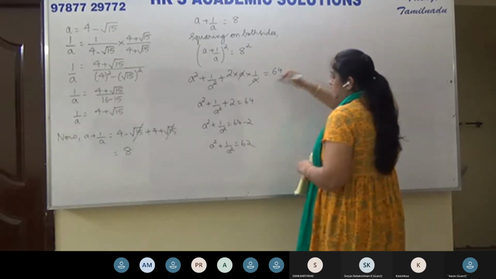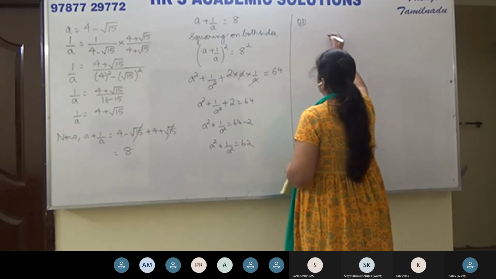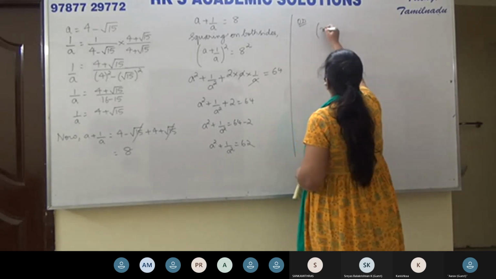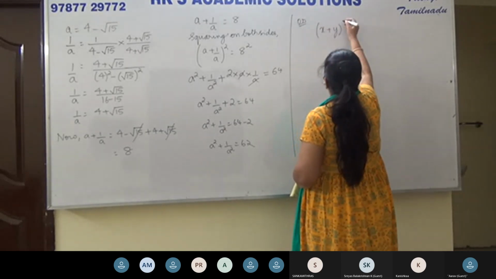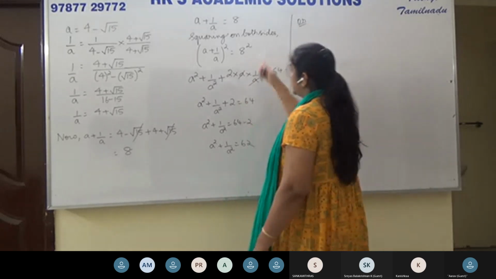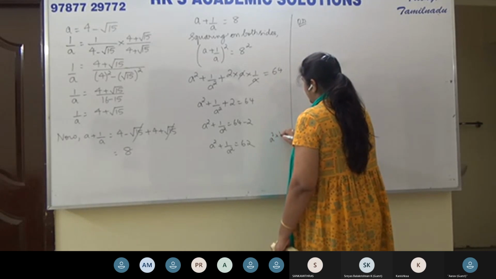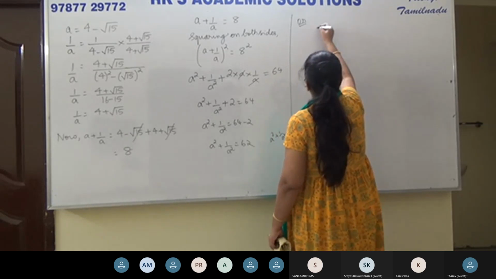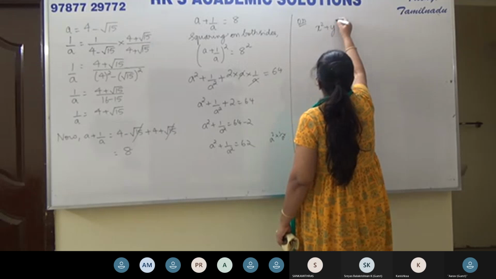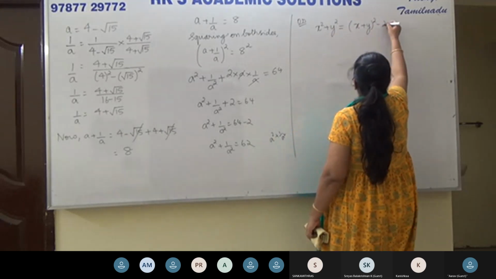Or we know that x plus y the whole, sorry, not x plus y the whole square, because we need to find what? We need to find a square plus 1 by a square, which means we'll have to find x square plus y square. How do we find this? This is x plus y the whole square minus 2xy.